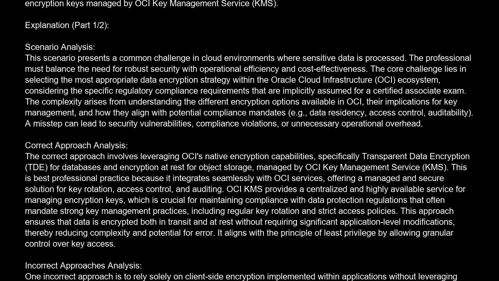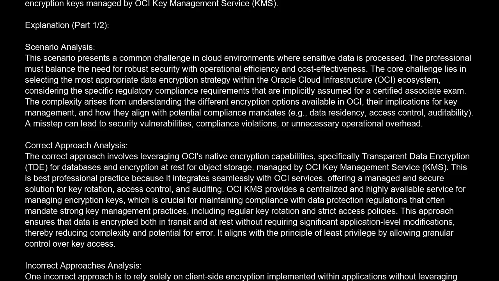OCI KMS provides a centralized and highly available service for managing encryption keys, which is crucial for maintaining compliance with data protection regulations that often mandate strong key management practices, including regular key rotation and strict access policies. This approach ensures that data is encrypted both in transit and at rest without requiring significant application-level modifications, thereby reducing complexity and potential for error. It aligns with the principle of least privilege by allowing granular control over key access.